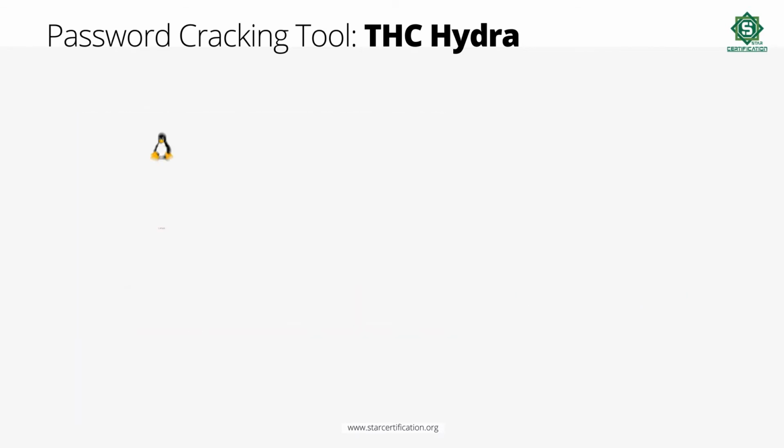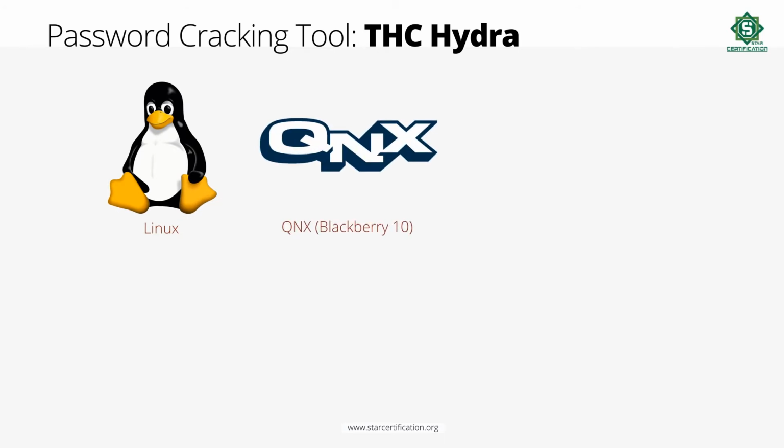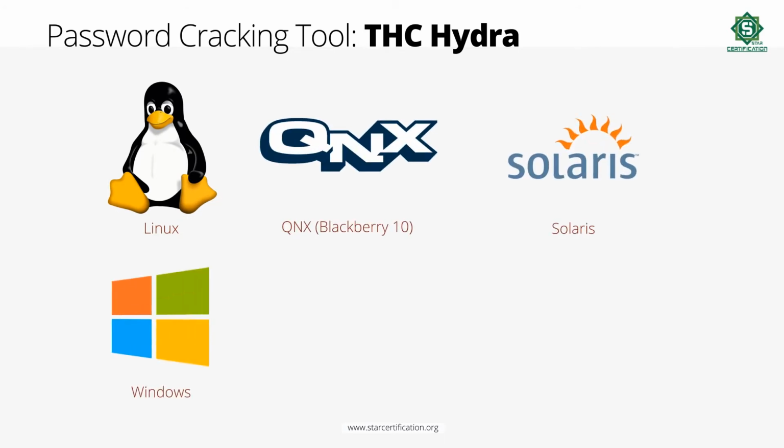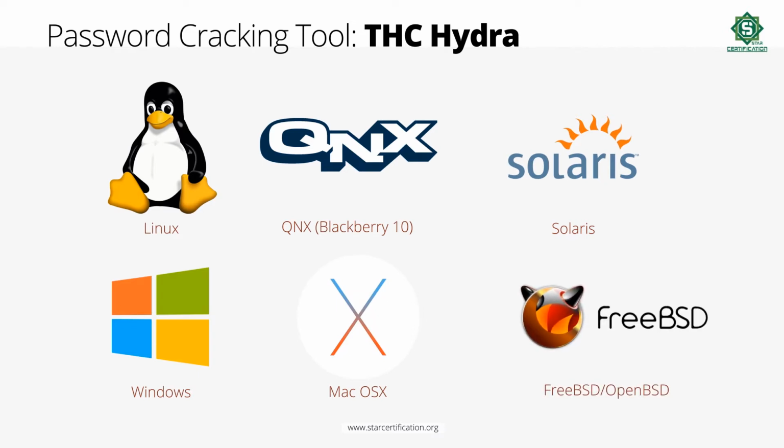Hijacking is compatible with Linux, QNX, BlackBerry 10, Solaris, Windows, Cygwin, OS X, FreeBSD, OpenBSD. The tool is also compatible with several protocols and is used as a parallelized login cracker. It allows easy and unauthorized access to any system remotely.